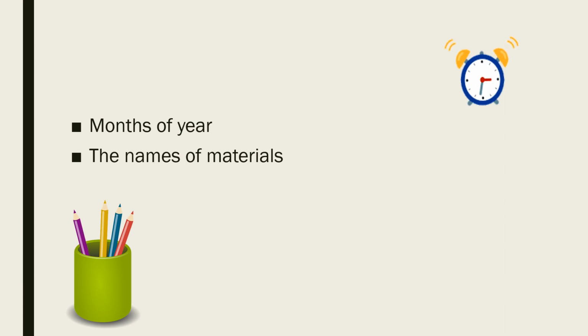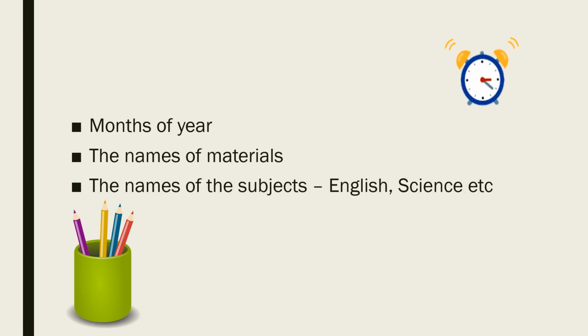The names of materials. Some materials are there with which we do not use the, like silver, gold, cement, rubber. And the names of subjects, the subjects we study like English, science, philosophy, physics, chemistry, maths, with them also we do not use the.